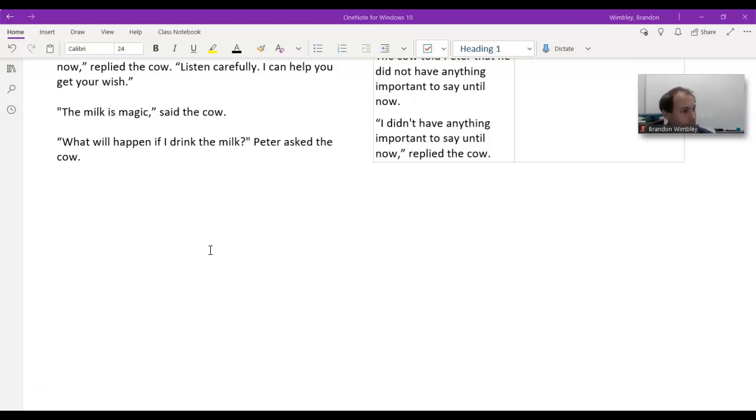So what we're going to work on for this lesson is closure. How do we end that story? A strong fairy tale also needs to have a strong conclusion or ending. So we're going to show you how we provide that today.